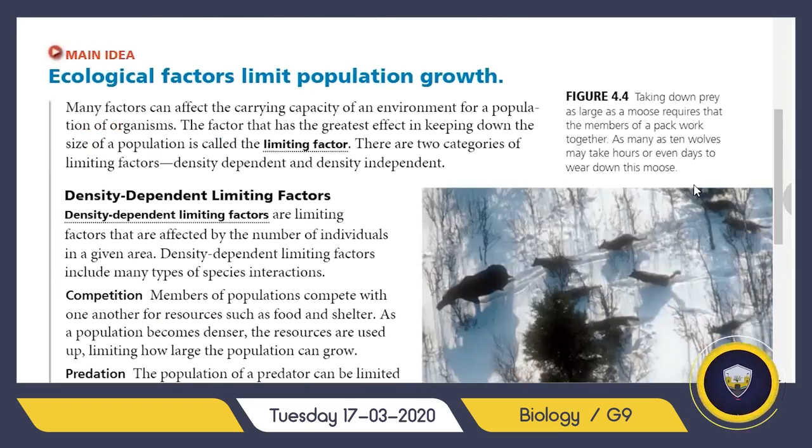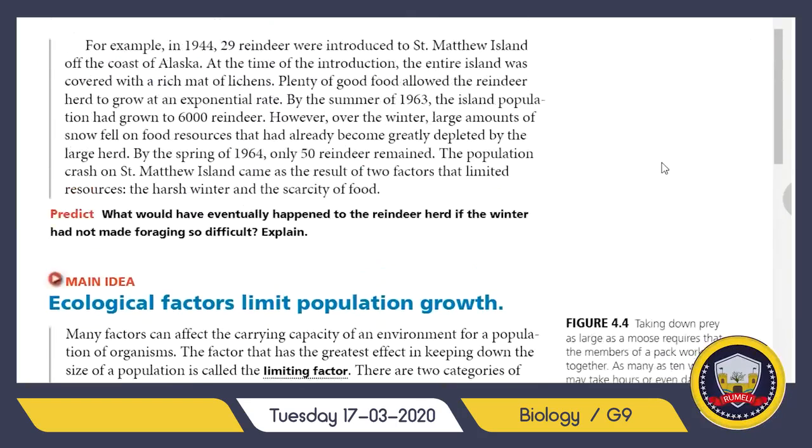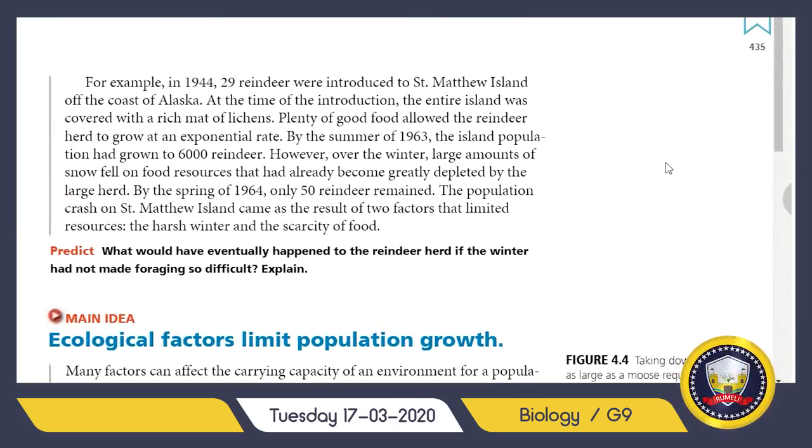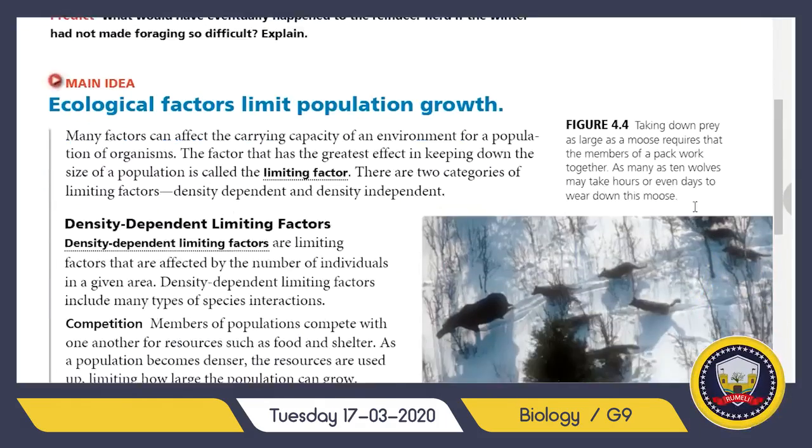So, what happened is that when the winter came and the winter was harsh, the mat of lichens was covered with snow. Now the reindeer cannot eat, and that's why their number declined greatly. We can call that their population number crashed. From 6,000 reindeer, only 50 remained. This is what population crash is.